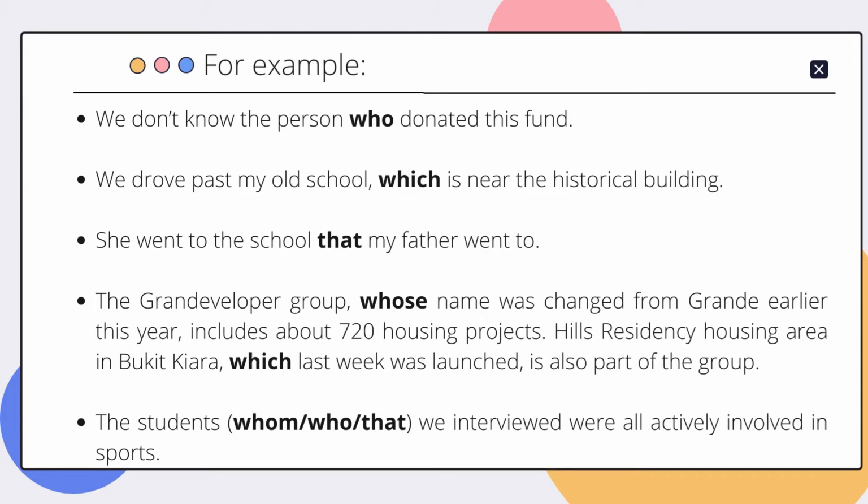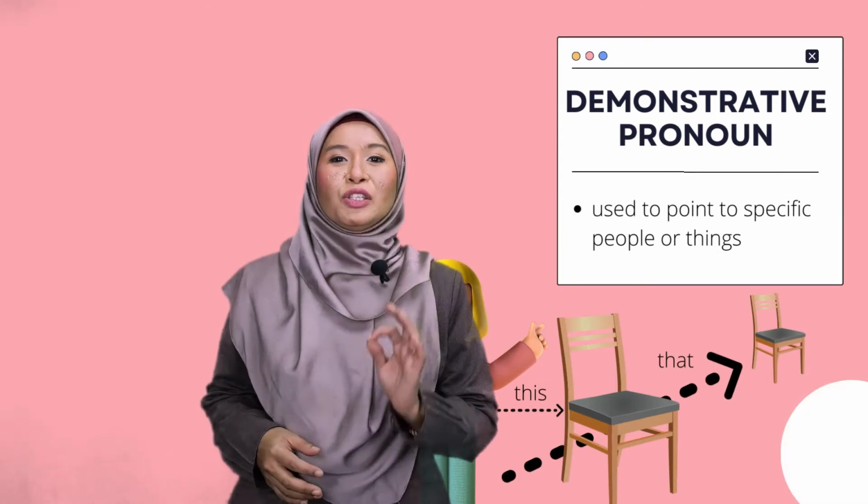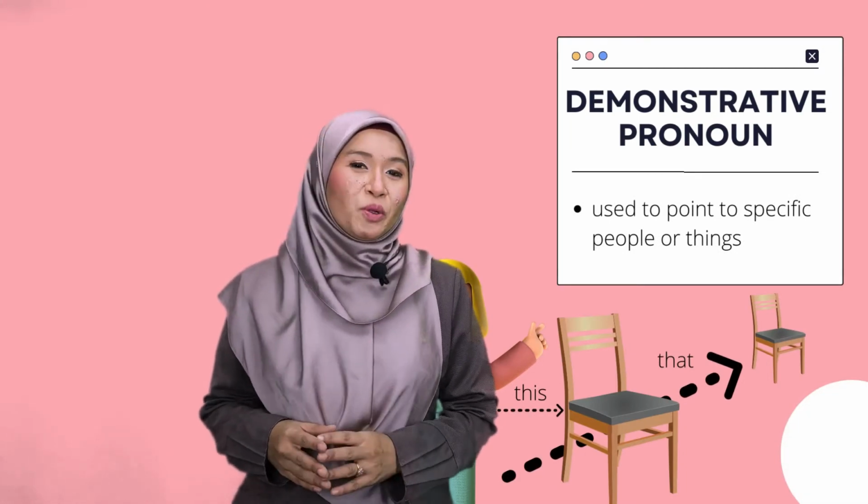The Grand developer, whose name was changed from Grande earlier this year, includes about 720 housing projects. Hills Residency housing area in Bukit Kiara, which last week was launched, is also part of the group. The students whom, who, or that we interviewed were all actively involved in sports. The next pronoun is the demonstrative pronoun. It is used to point to specific people or things.